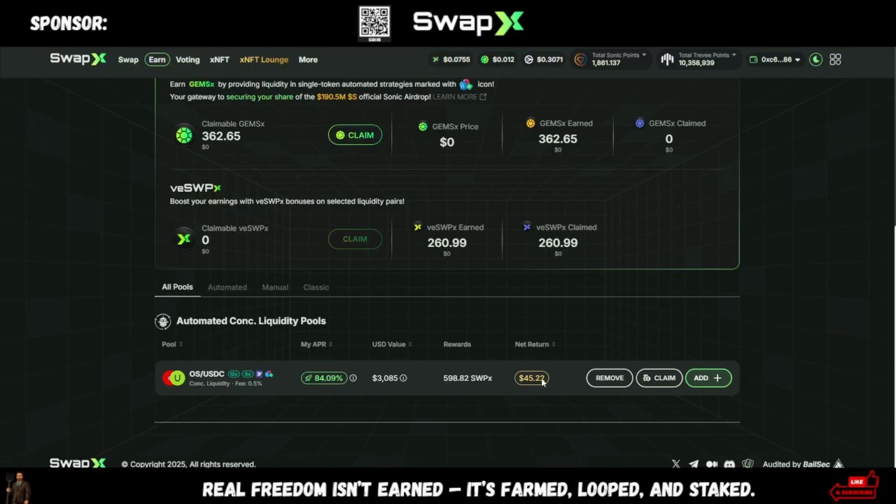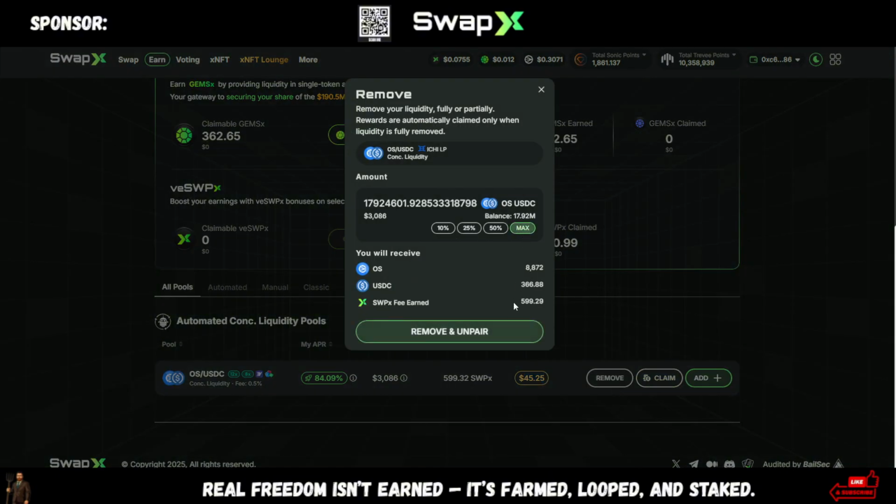And the LP, you can see it over here, I have it set up, and you can see I have roughly $3,000 in this position, earning 84%. You can see obviously the return over the last couple of days here. Now, this is a prime lesson to help you understand the potential, and don't always just focus on APRs and thinking that's perfect. So here you can see I have 3,000 in it, and if we just look to remove, for example, you can see I have 8,800 Origin Sonic and 366 USDC.